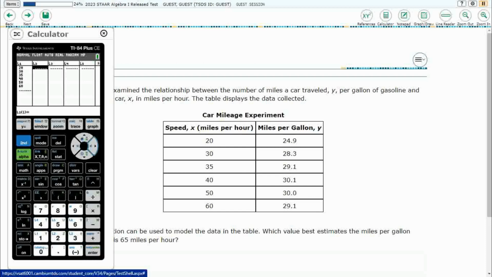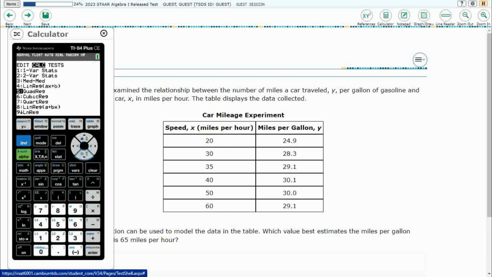Then we're going to enter our list 2, and all it's going to give us is something in standard form, the ax squared plus bx plus c. We're going to need that, and we're going to plug in our 65 as our x. So we're just trying to figure out what is our a and what is our b, and what is our c, 29.1. Okay, so we go back to our stat, and we go to calc.